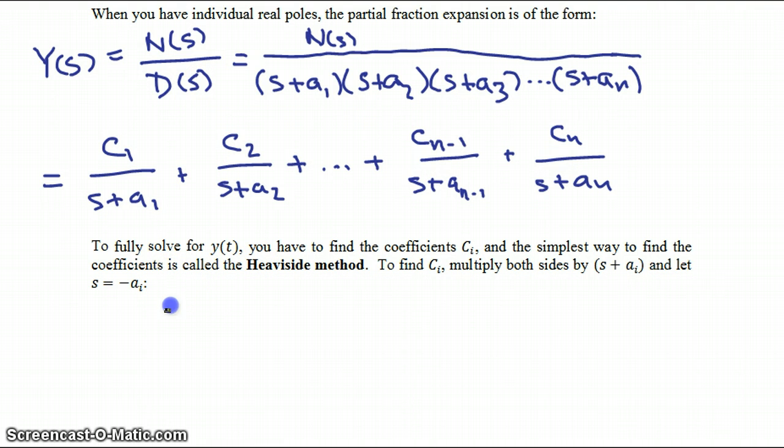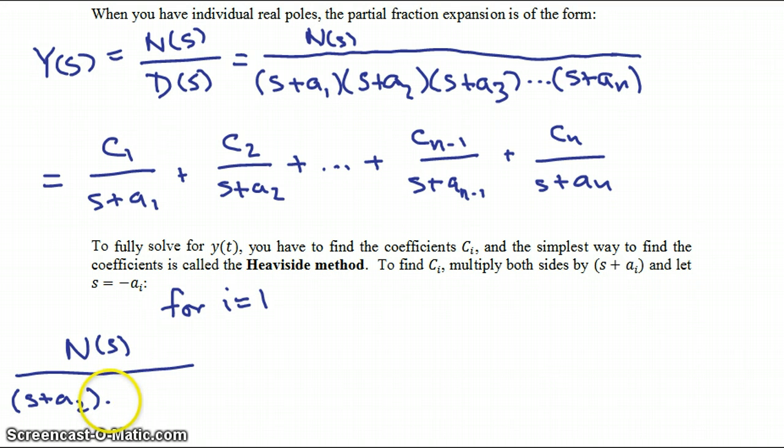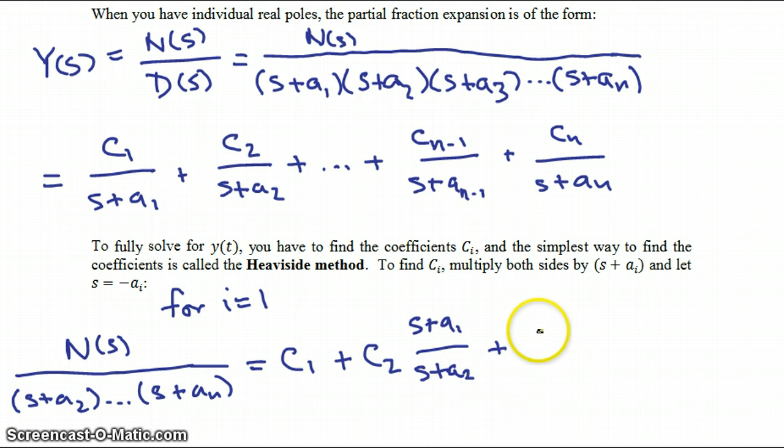So for example, for i equals 1, we end up with N(s) divided by, now because we've multiplied through by (s + a1), on the denominator you don't have that term anymore, it's just (s + a2) all the way up to (s + an). On the other side of the equation, because you've multiplied by the denominator underneath c1, you just have c1 by itself, plus c2 times (s + a1) over (s + a2), plus ..., cn times (s + a1) over (s + an).